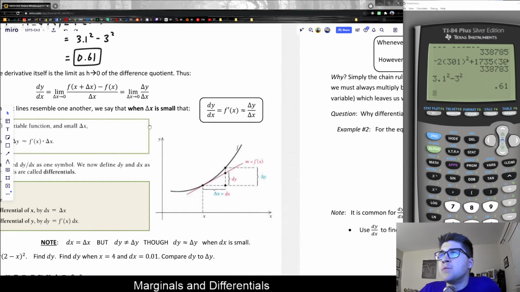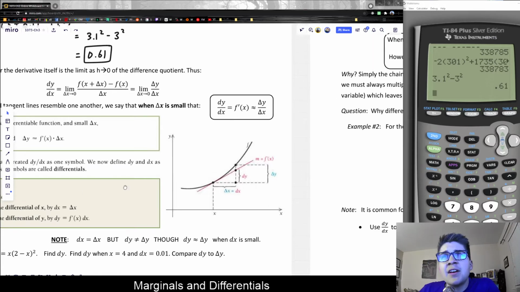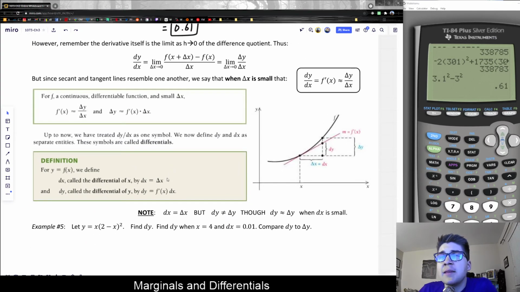And this graph helps cement that idea: if we have an actual curvature to our function, the tangent line is pretty close. This graph also helps us see a little more about what those things mean. And in the context of differentials, let's go ahead and define them now. It says for y equals f of x, we define dx, called the differential of x, by dx equals delta x. So there is no difference in meaning behind what dx is. It is just delta x.